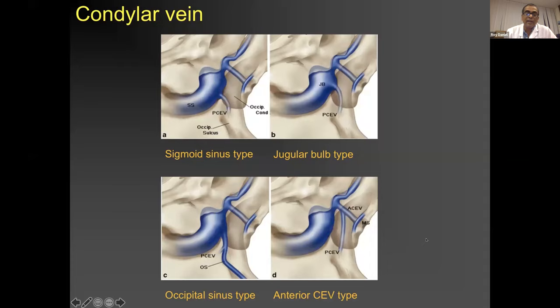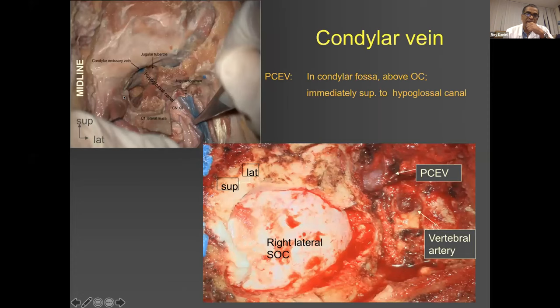Now, why is it important? Because when you do a posterolateral approach, you come to the vein and it gives you a marking because it's always above the occipital condyle, and it's better to identify it because it can give serious bleeding if you don't identify it. And in any case, it should not be avulsed from its origin to the jugular vein or the sigmoid sinus. And it's always found immediately superior to the hypoglossal canal.